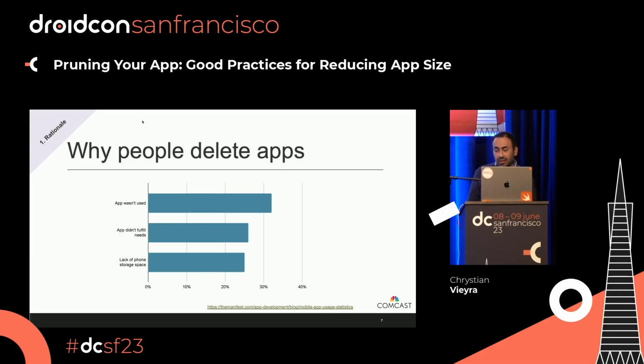There have been many studies, for instance this one from The Manifest, about the top 3 reasons why people delete their apps. The first reason is the app wasn't used. Totally valid. Then, the app didn't fulfill needs. You downloaded an app, and this is not what you wanted. It's not what you expected. It's not useful to you. You remove it. But the third reason is lack of phone storage space. You take a lot of pictures, videos. You are filling up your phone with video games, and you start making decisions about which apps you want to keep or not.